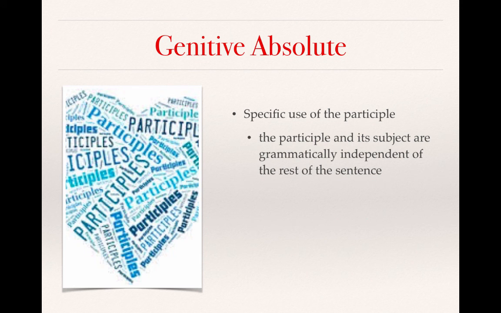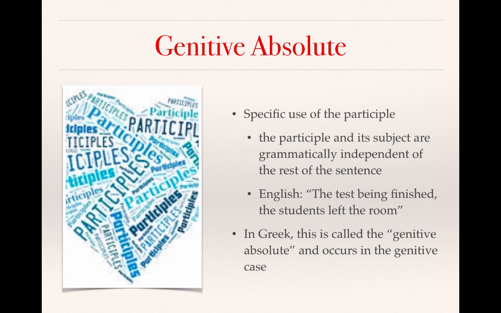And so in English, we would have an example like this. The test being finished, the students left the room. You could almost break that into two sentences, right? The test was finished, period. The students left the room, period. But this combination of those two verbal ideas is what's represented by the genitive absolute. In Greek, we call this the genitive absolute because the participle and its subject will occur in the genitive case.